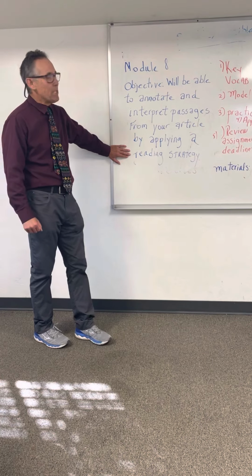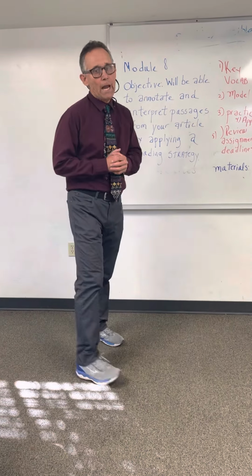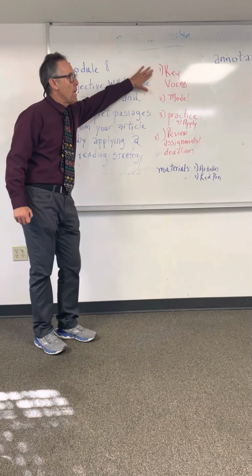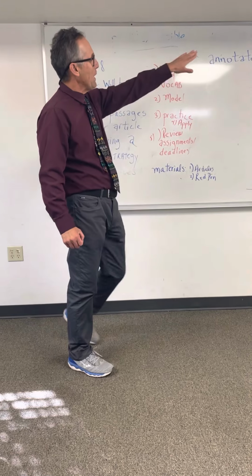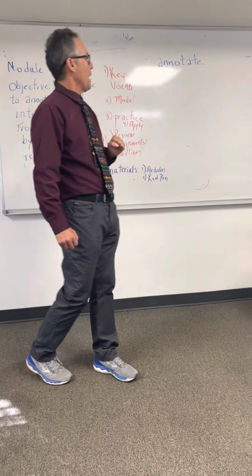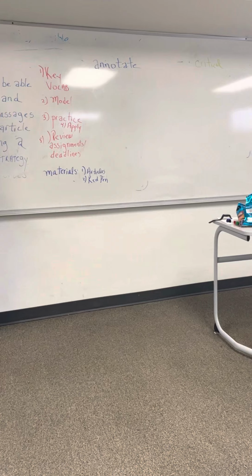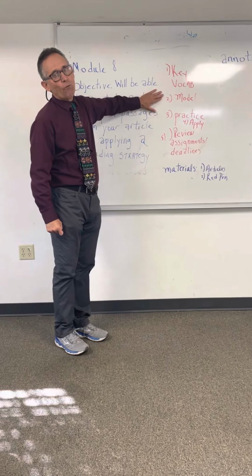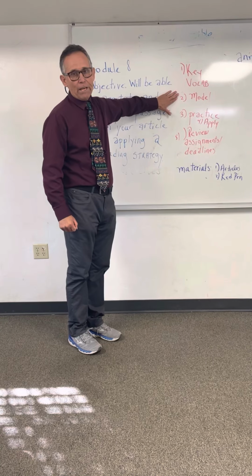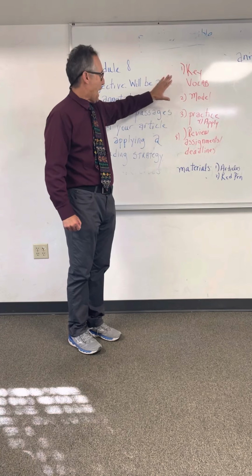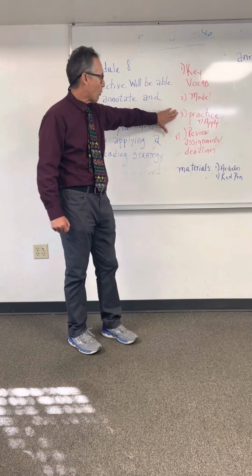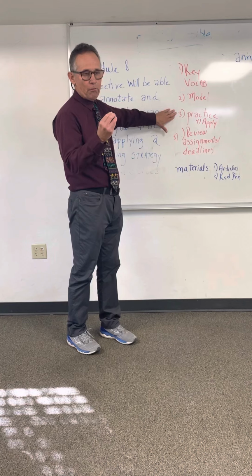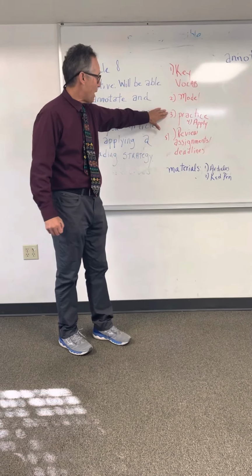Let me give you an agenda of what we're going to do today. I'm going to first introduce key vocabulary. You'll see the key vocabulary on the board, and then I'll tell you how we're going to proceed with this activity. I'm then going to model for you a strategy, a reading strategy. Then we are going to practice together. That is, in groups, you and another classmate will practice the strategy.